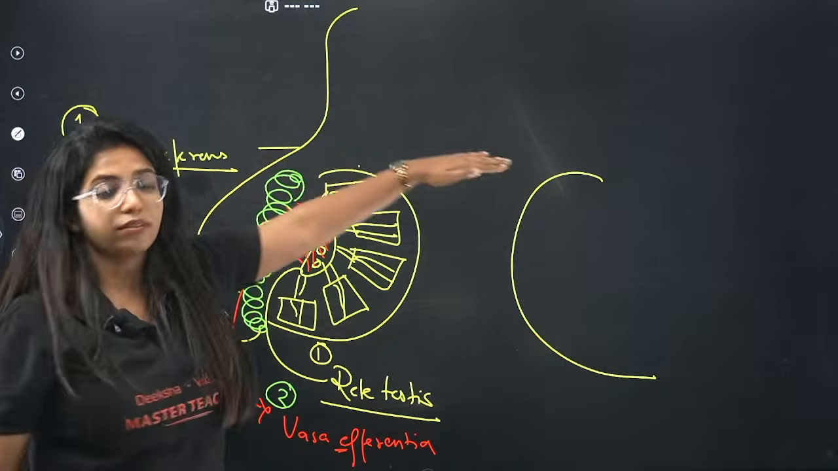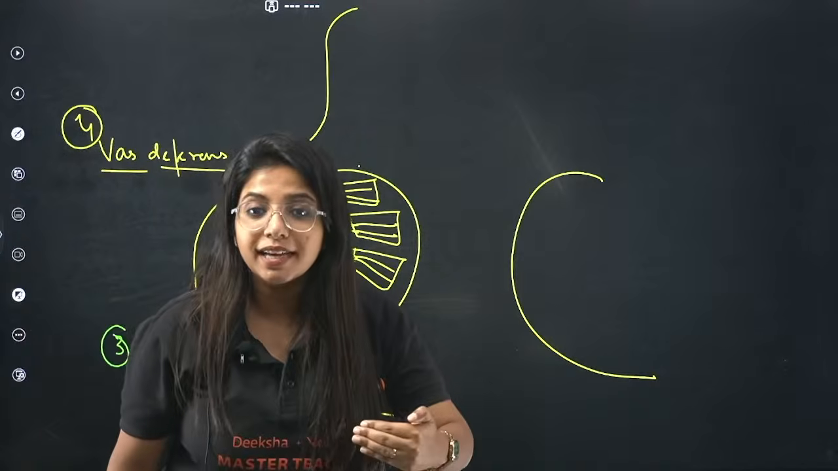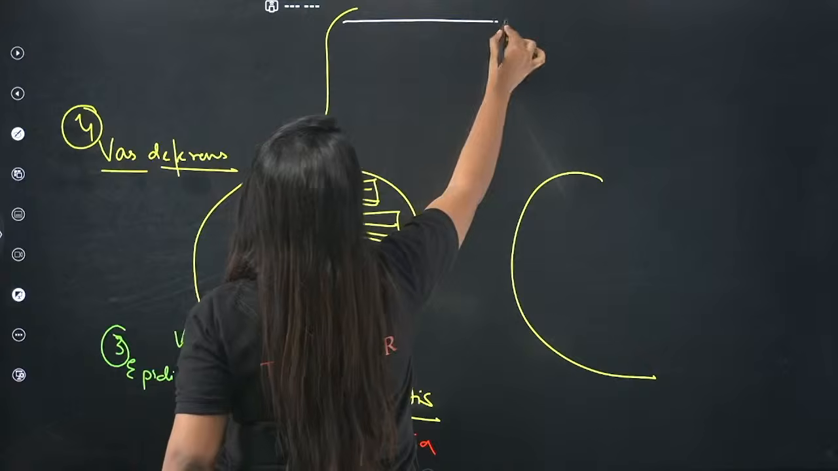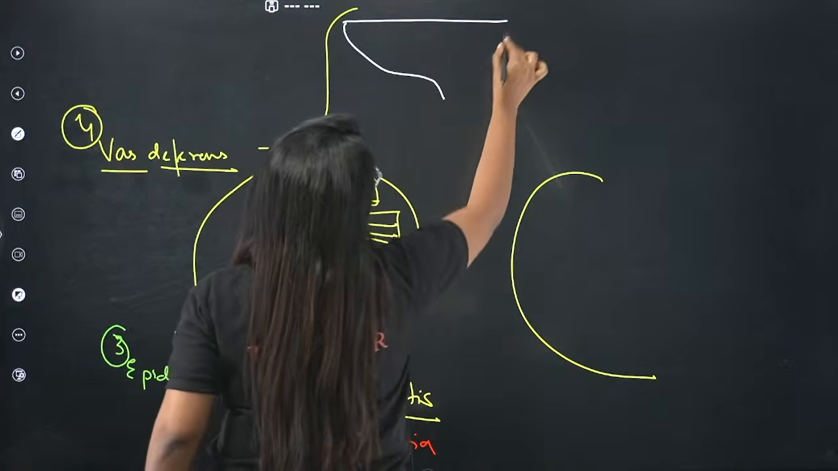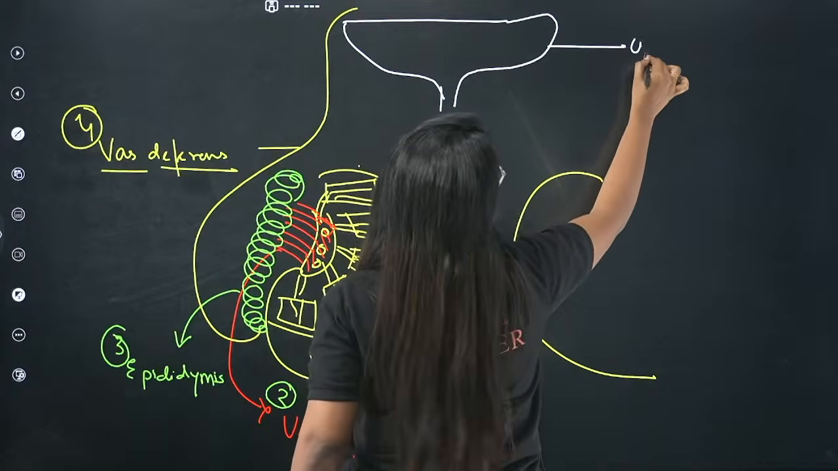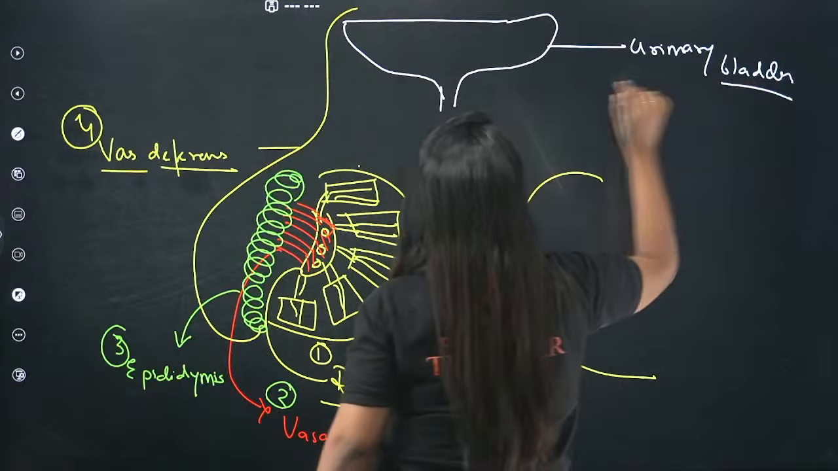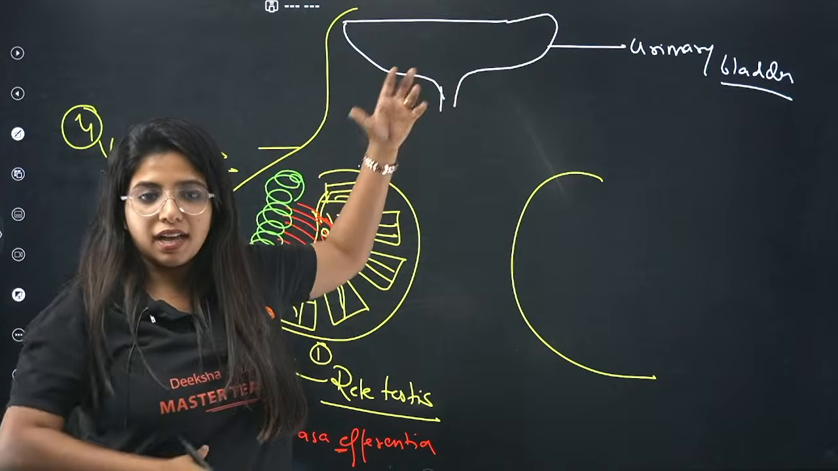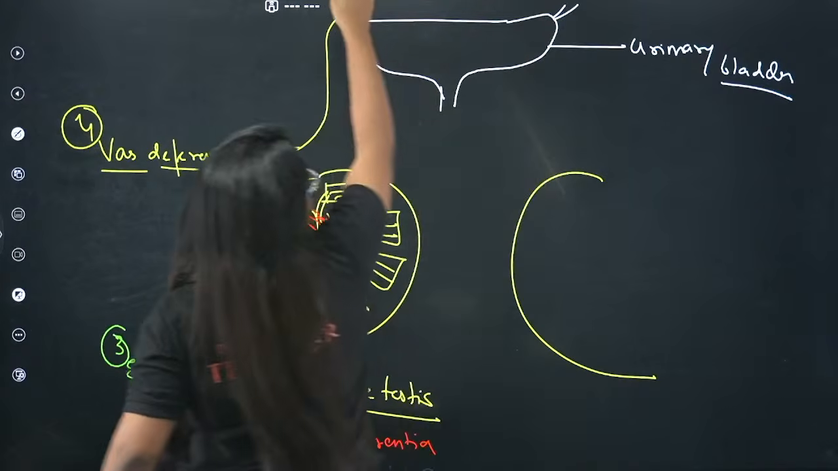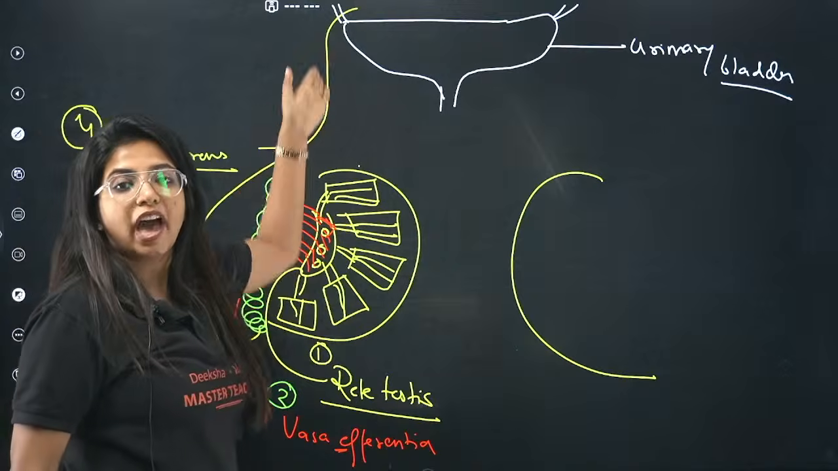Until now you were in the scrotal sac, but now you have moved inside the body. Inside the body there is one very important organ. It is known as the urinary bladder. You need to use a bit of imagination because we are moving inside the body. The kidneys are going to send all the urine into the urinary bladder. And here you have your vas deferens.